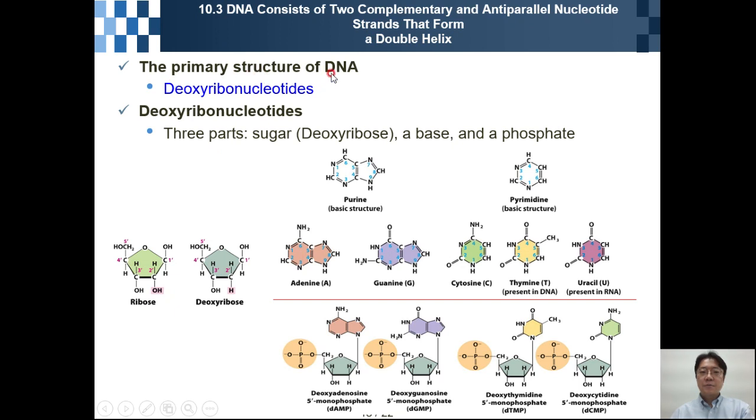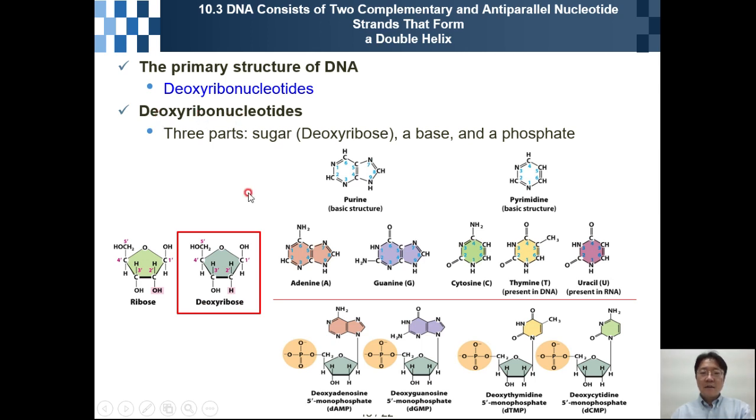The primary structure of DNA is based on deoxyribonucleotides. What is deoxyribo? The ribose sugar is composed of five carbons: carbon 1, carbon 2, carbon 3, carbon 4, carbon 5. But deoxyribo means that at the second carbon, the OH is changed to H. So this is deoxyribose.